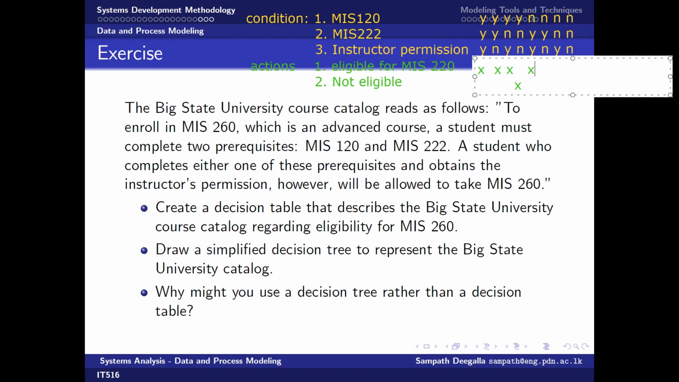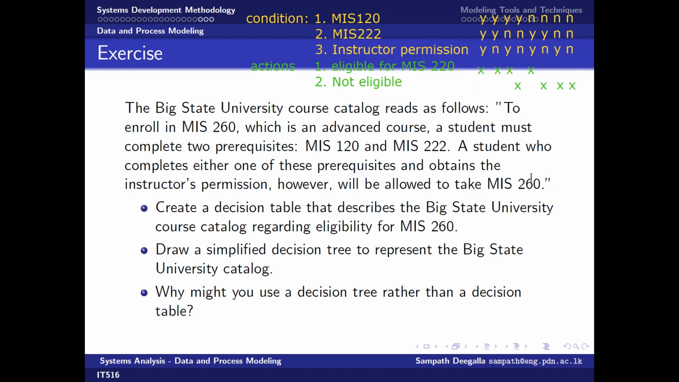Because one subject, but instructor permission is given. Not eligible. Next one, not eligible. And all the instructor permission is given. Both subjects fail, so not eligible. So you can see if I put a table, it looks like this.